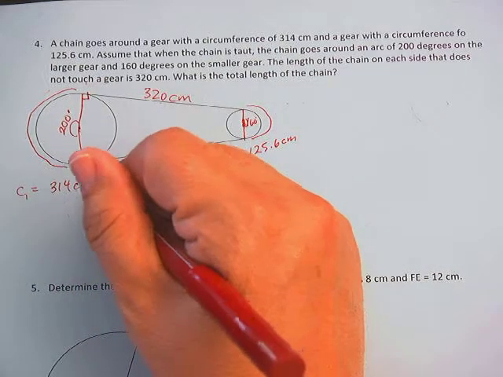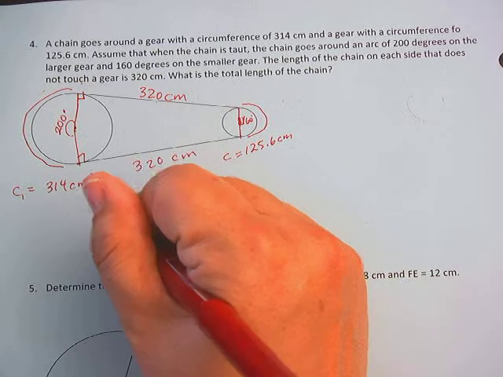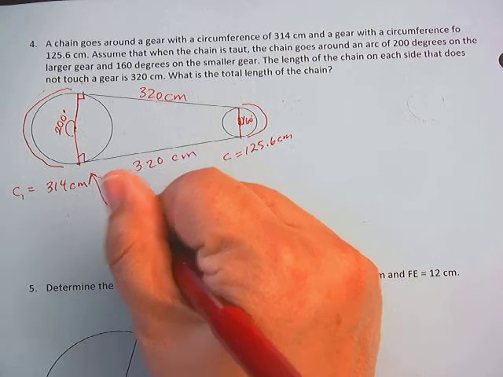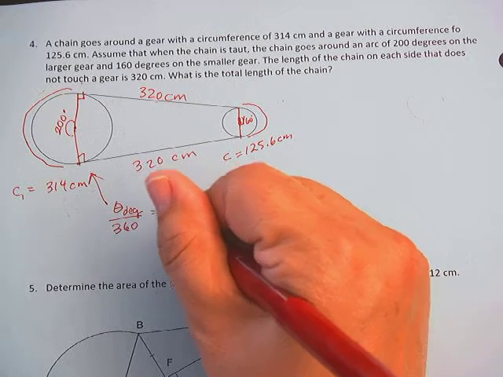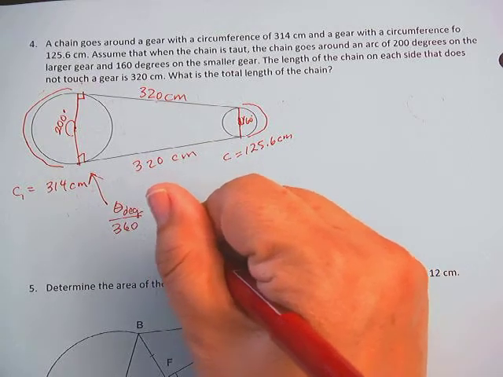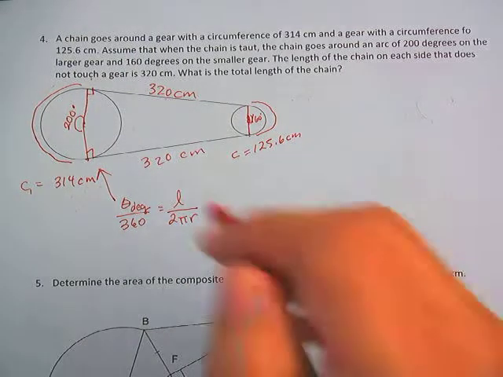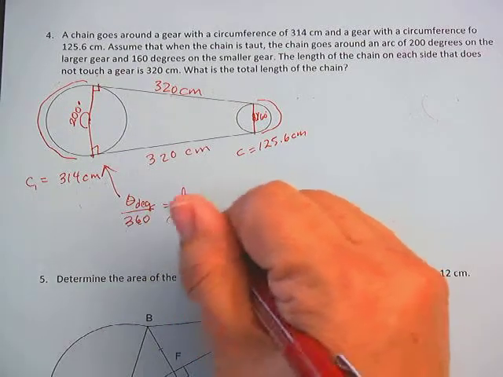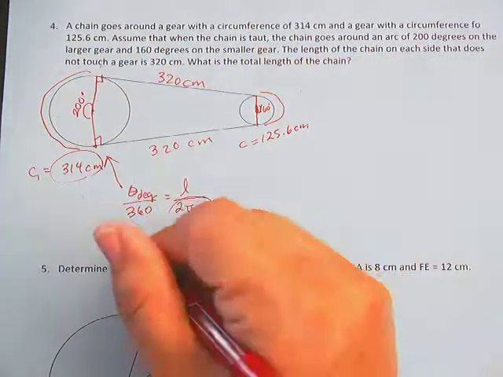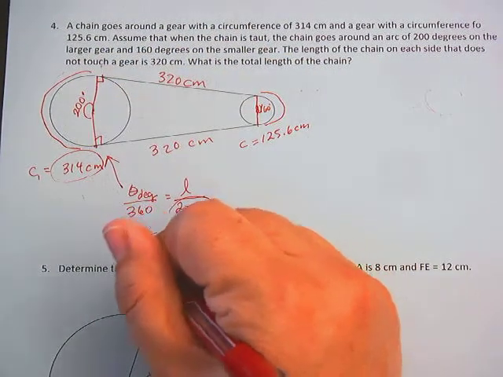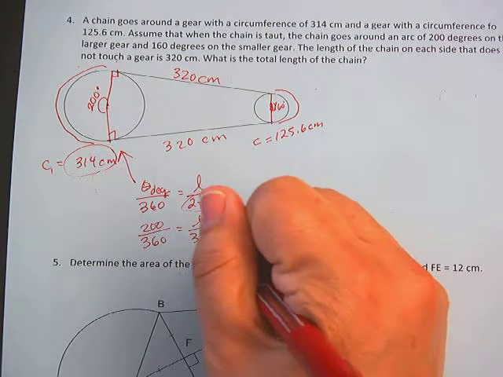So to do this piece, basically, remember that we said theta in degrees over 360 equals arc length over, and it's usually 2 pi r. But I'm going to jump to something. What is 2 pi r? 2 pi r is the circumference. So that number is 2 pi r. This number is 200. So I'm going to say 200 over 360 equals L over 314.